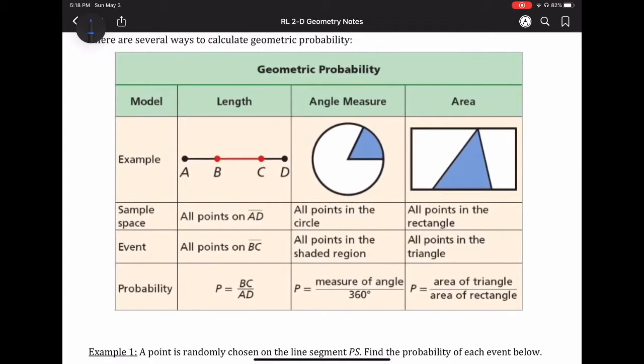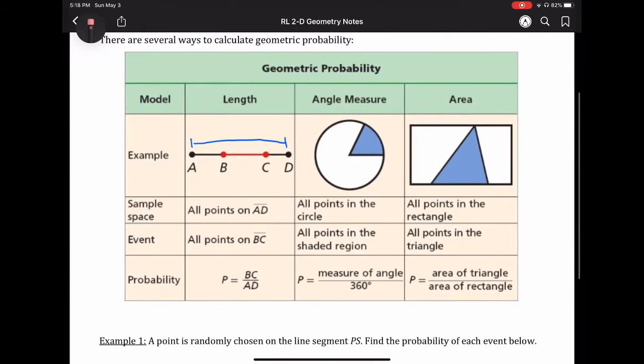All right, let's look at a few different ways to calculate geometric probability. So we have the length model here where we have the sample space of all points from A to D and all points on our red B to C is our event. So the probability is taking the event and putting it on top of the sample space. So all events are going to be the numerator of a fraction. And all sample spaces will be the denominator.